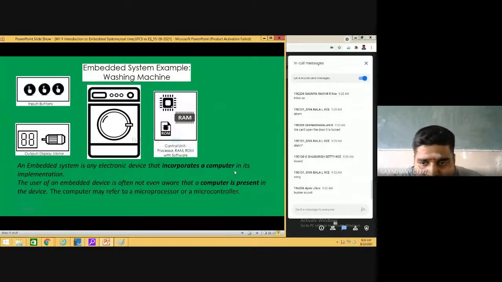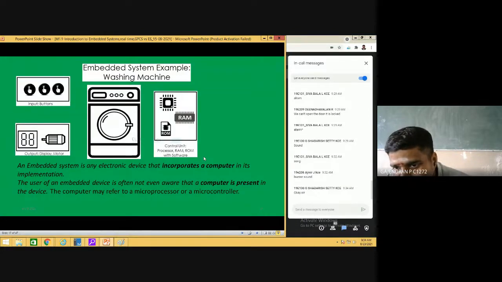Is it okay for everyone? If it is okay, you people can type okay in the chat box. Quick, quick. Sir, we are ready to take the task now. Please type okay in the chat box, please. One okay, two okay, three, four, five.